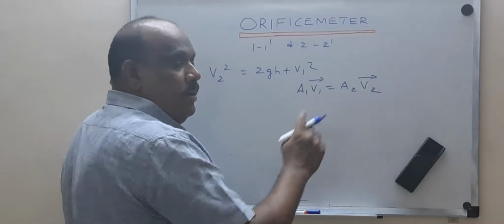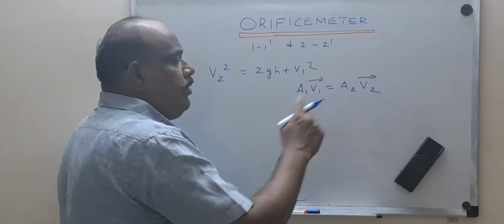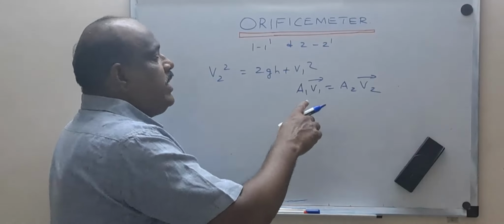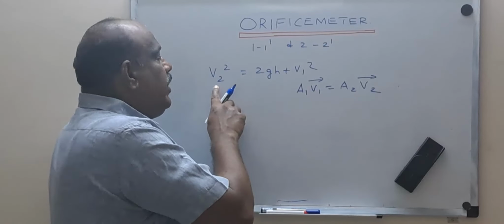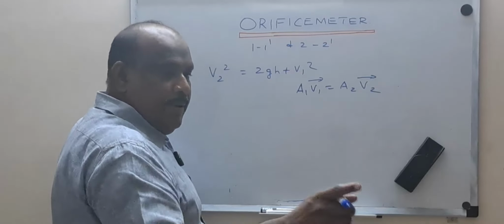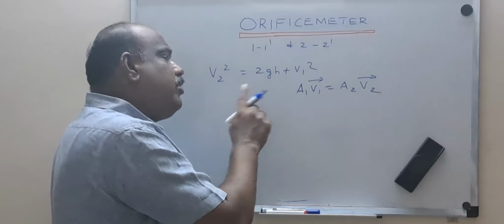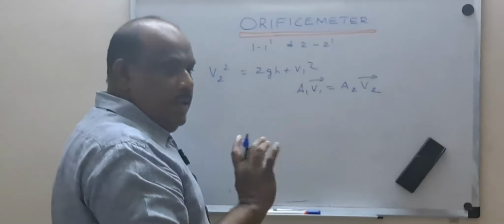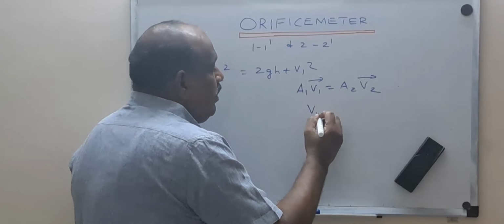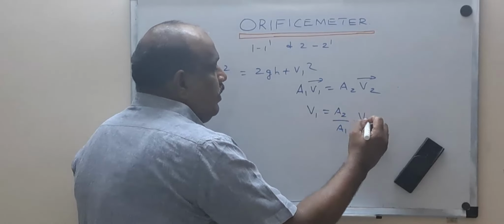So A1 V1 equals what? A2 V2. Here also it is velocity only. From A1 V1 equal to A2 V2, what do you want to find? I want to express V1 in terms of V2, because there are now two variables, V1 and V2, and H. H can be obtained from the manometer. So I want to convert V1 in terms of V2, or you can even convert V2 in terms of V1. There is nothing wrong, but we are going to get V1 in terms of V2. So V1 will be equal to A2 by A1 into V2.